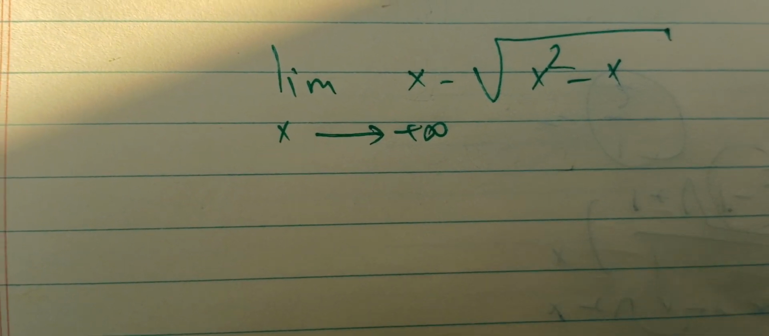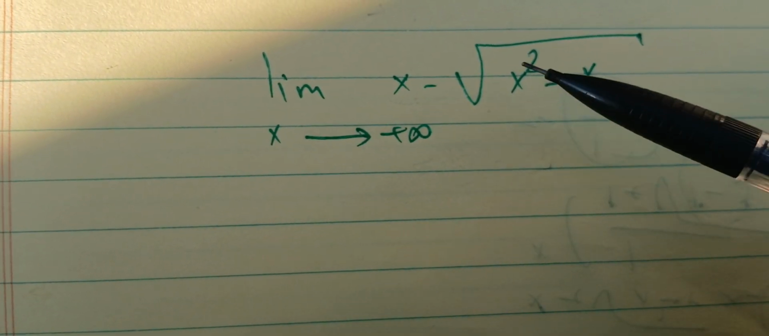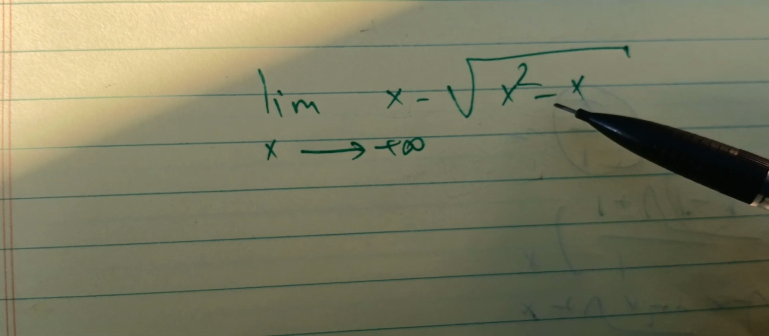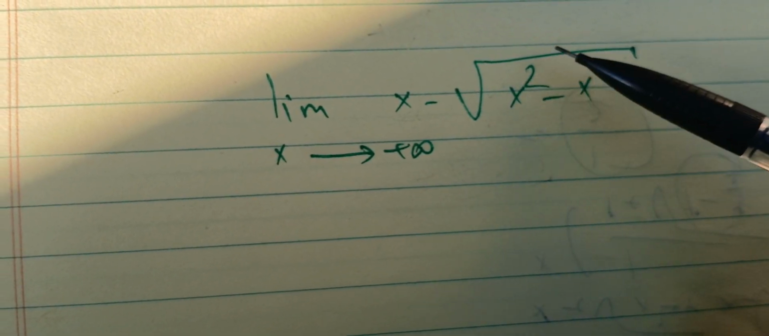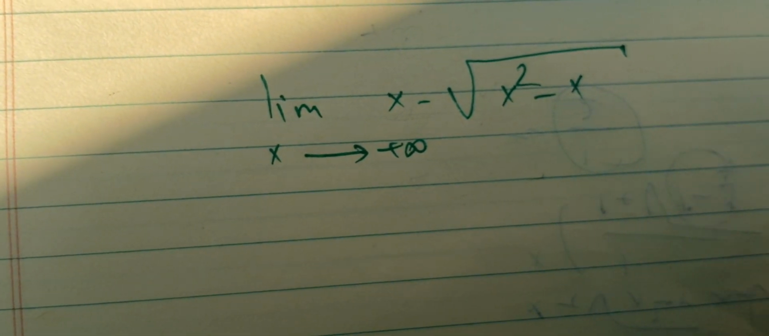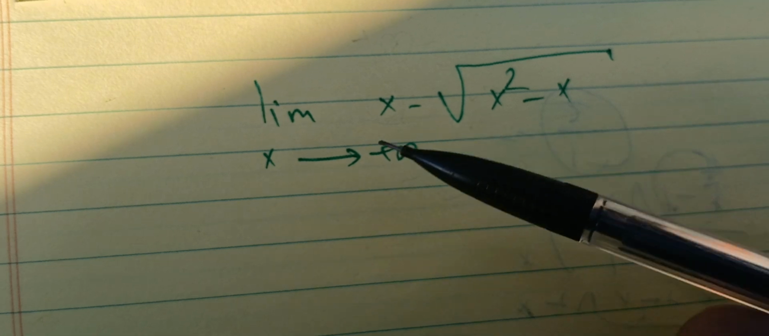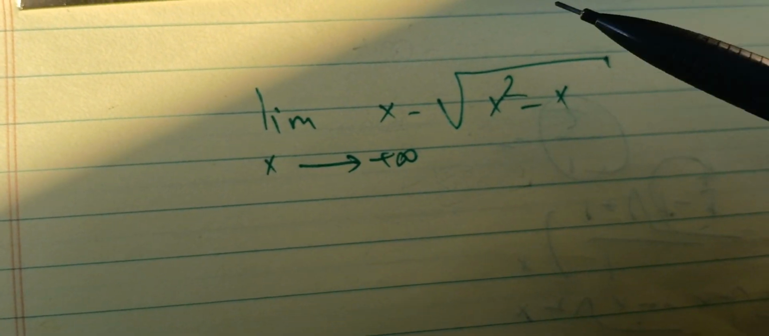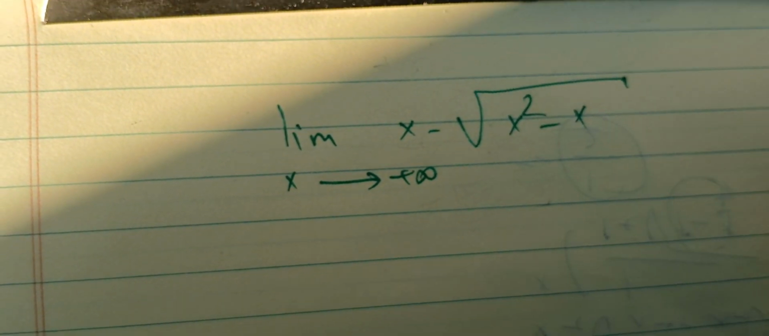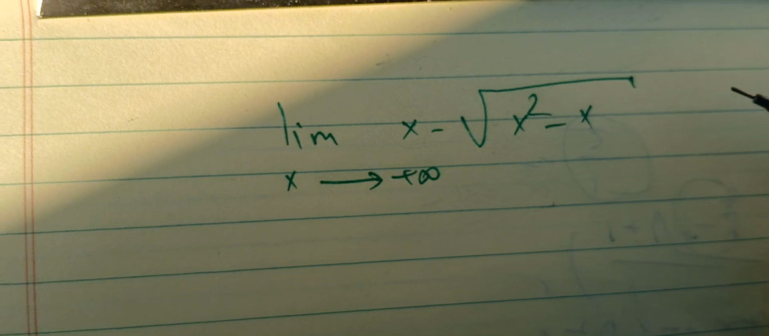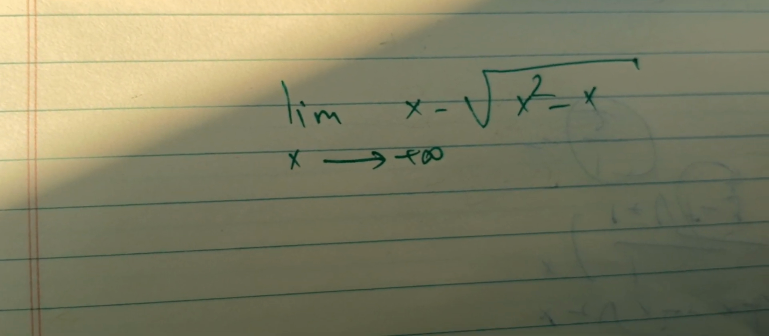Welcome back. In this video, we're going to try to find this limit. So our function here is x minus the square root of x squared minus x. Most of the time when we are dealing with this kind of limit, the first thing that we do is start and evaluate and see what's going to happen.